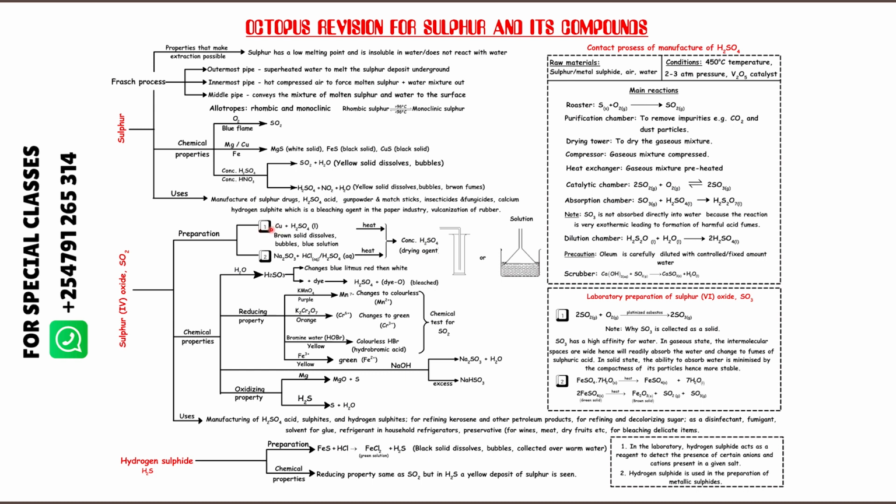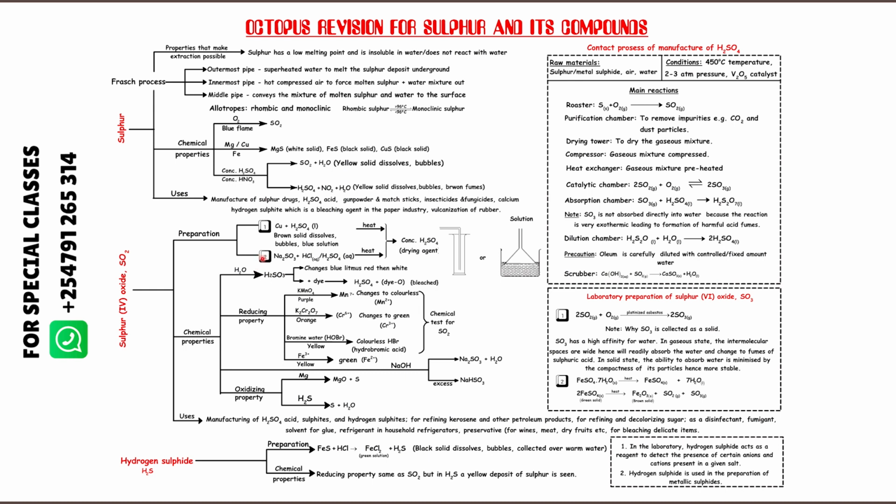And we have copper plus concentrated sulfuric 6 acid, whereby you get copper sulfate plus sulfur 4 oxide plus water. Remember what observations are made in the flask. The brown solid dissolves and there are bubbles of a gas, and also there is a blue solution due to the copper 2 sulfate formed.